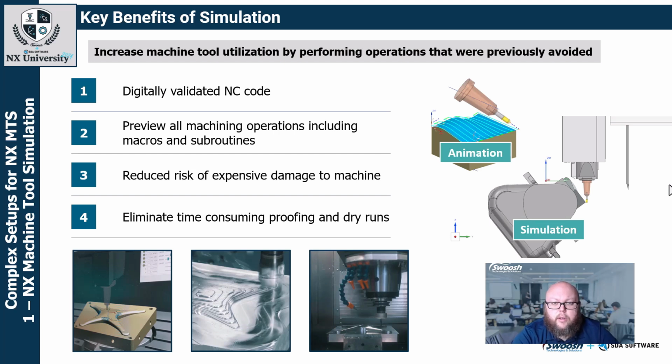So as we get into more advanced levels of simulation, again, we can simulate all the different aspects. So any kind of macros, subroutines you want to run on your machine tool, we can simulate all those behaviors. We're going to reduce or eliminate damage to our machines from any kind of crashes. And of course, we're going to be able to save a lot of time by being able to eliminate doing any dry running or kind of proving out the program at the machine tool. We're going to really have a validated program by the time we get to the machine tool.